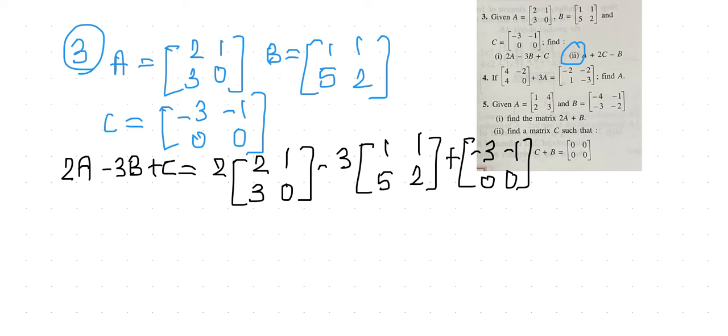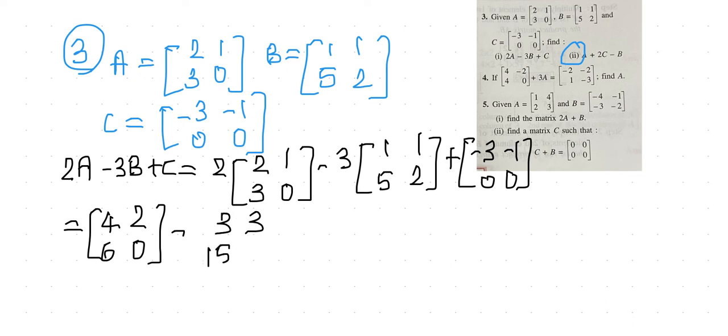Okay, so this will imply what, children? This will imply, or else you can write equal to. So upon this, this is getting 4, 6, 2, 0. Okay, you are just performing simple multiplication, and this becomes how much, children? This is 3, 3, 15 and 6, easy ones, and then plus this will remain the same. This is minus 3, minus 1, 0 and 0.